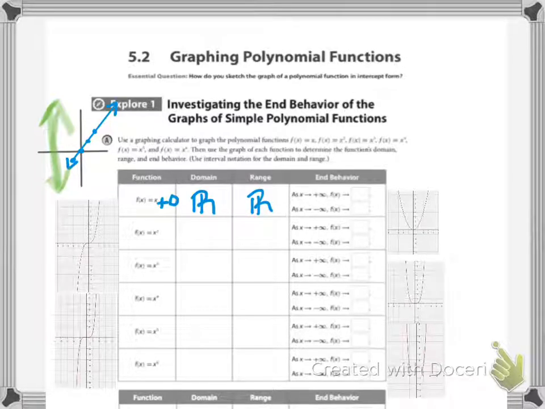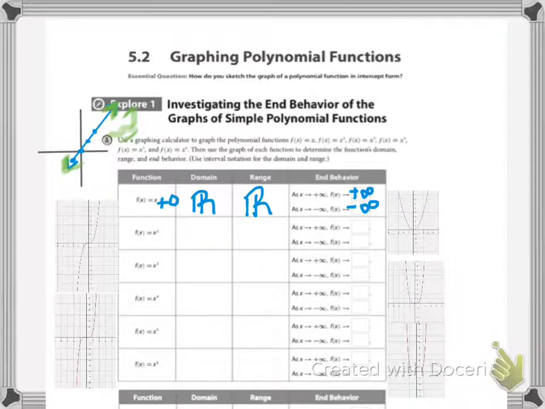Our end behavior, which means what's going on at the ends of the graph. You can see that as you're going to the right, the graph is increasing. So it's going towards positive infinity as I'm going towards positive infinity for the x's. In other words, as I'm going to the right, my graph's going up. As I'm going to the left, my graph is going down. So that would be on the other end.